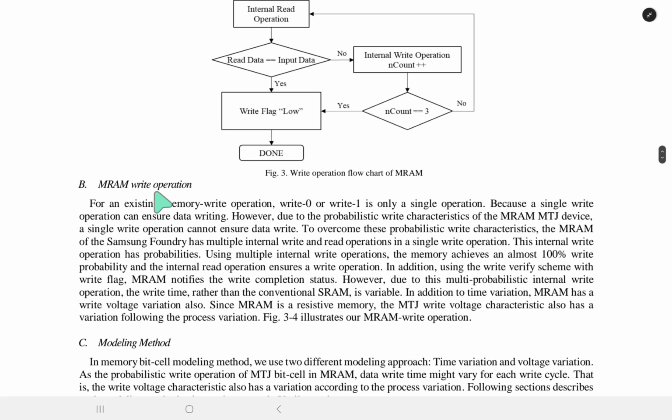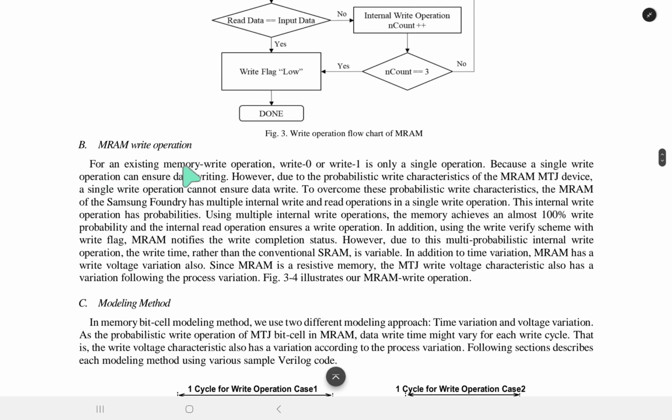MRAM write operation. In existing memory, write 0 or write 1 is only a single operation because a single write operation can ensure data writing. However, due to the probabilistic writing characteristics of the MRAM MTJ device, a single write operation cannot ensure the write. To overcome these probabilistic write characteristics, the MRAM of Samsung Foundry has multiple internal write and read operations in a single write operation.